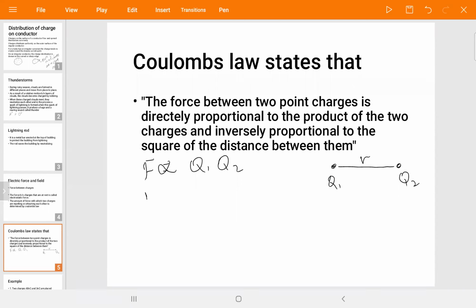Then this force has a direct relation with the product of two charges and inverse relation with the square of separation between the two charges. So this is called Coulomb's law. And this result is always true wherever you do an experiment.